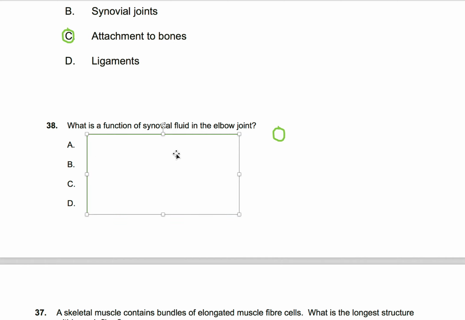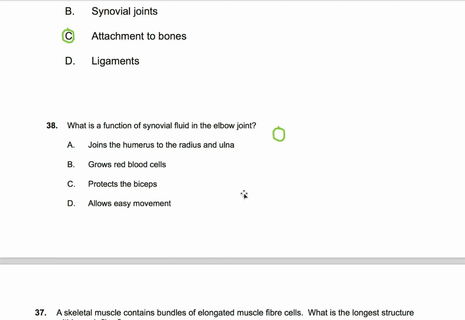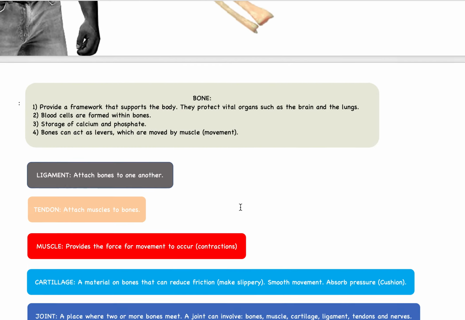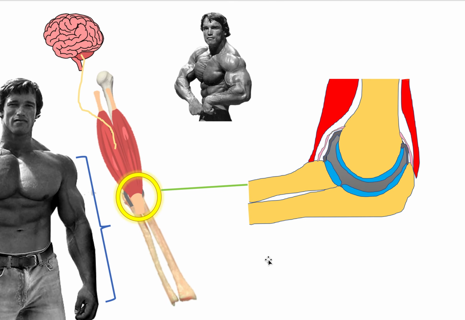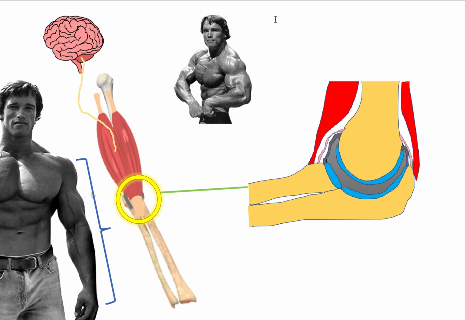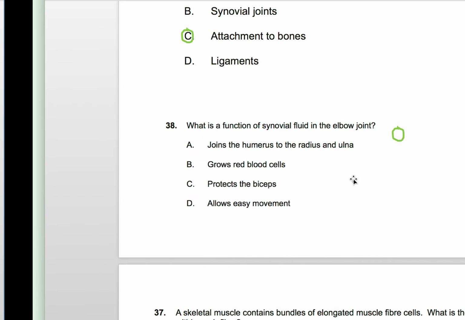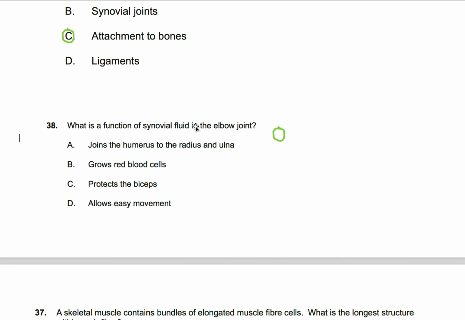What is a function of synovial fluid in the elbow joint? Okay, remember how I just showed this diagram? By the way, I use this template to make my videos, so if you didn't get anything on this, just go watch that video. So here I have this, right? And I said this is a synovial joint. Synovial fluid is basically the liquid inside here. It's a slippery liquid. They're asking what the purpose of this is.